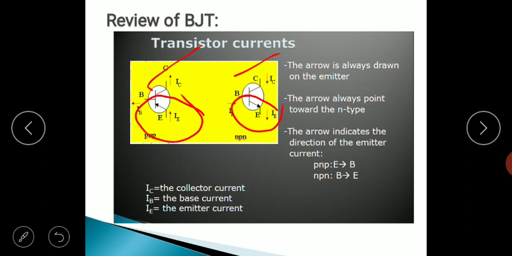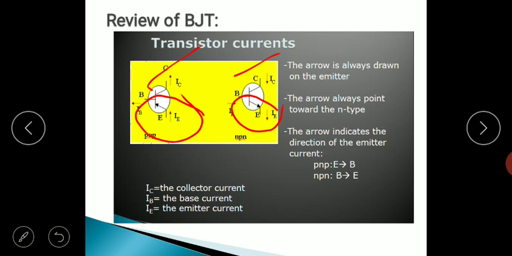So the role of these electrons and holes will be reversed or exchanged in case of NPN and PNP transistor. Otherwise the operation remains same. Normally in the transistor there will be two junctions. One junction is between base and emitter, that is called the base emitter junction, and another junction between collector and base, that is called the collector base junction.